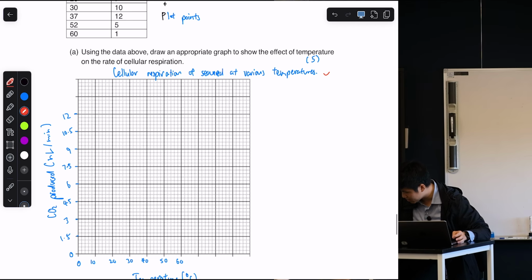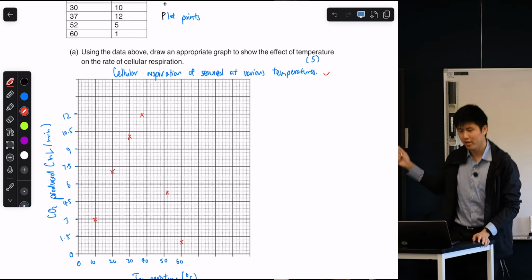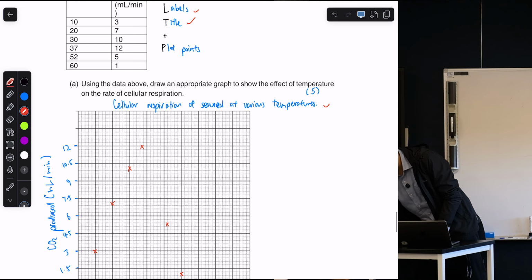Okay, 10 is 3, 20 is 7. This won't be a perfect plot because I'm just going to go very fast for the sake of time. 40 is 37 is 12. 52 is 5. 60 is 1. All right, now I've plotted my points, so I've satisfied my criteria.